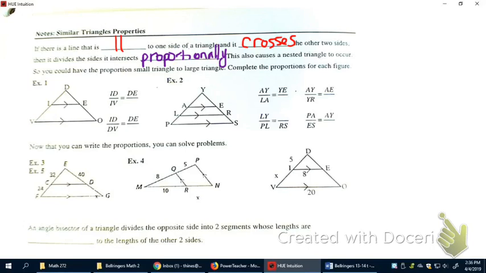So the first example wants us just to figure out what the proportions are. So we're just comparing the things that correspond together. So the first one says ID and then IV, and it says it goes with D. So what proportionally does that match up to be? EO. Good.